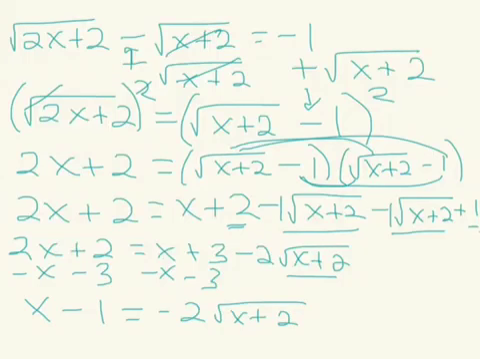Okay, so now what we're going to do is square both sides. I'm going to flip to the next page because I need a new one. Okay, so we had x minus 1 equals negative 2 times the square root of x plus 2.